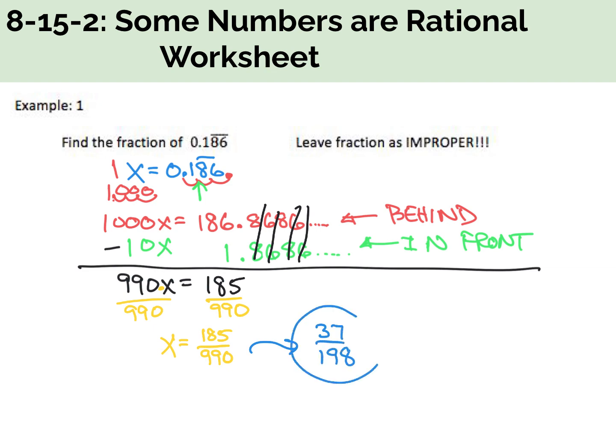So this is the fraction form of 0.186 with the 86 being repeated. You can actually divide that out. If we do 37 divided by 198, you'll get that same decimal repeating all the way until the end of the view of the calculator.